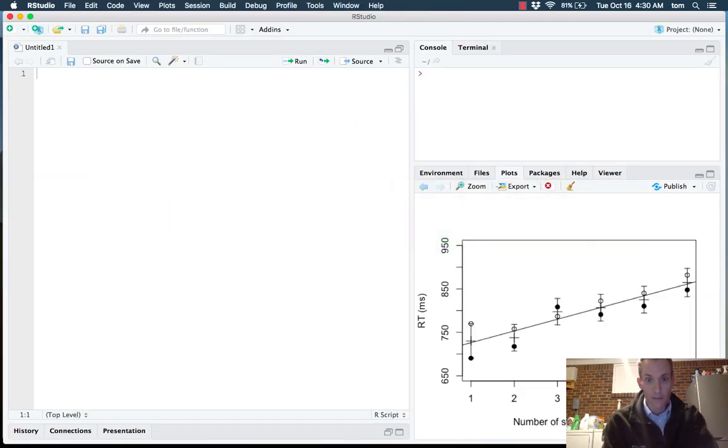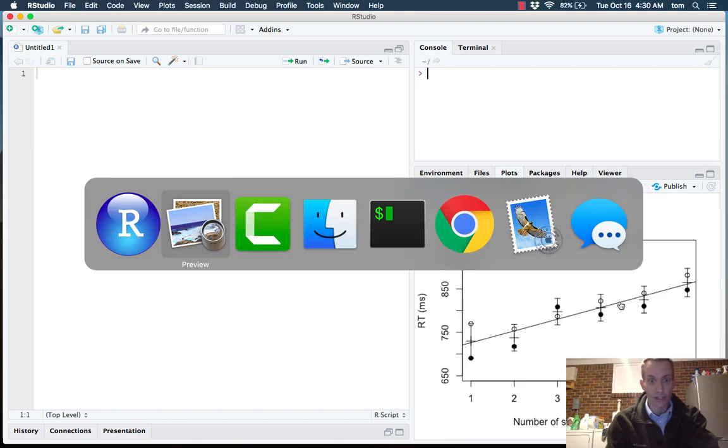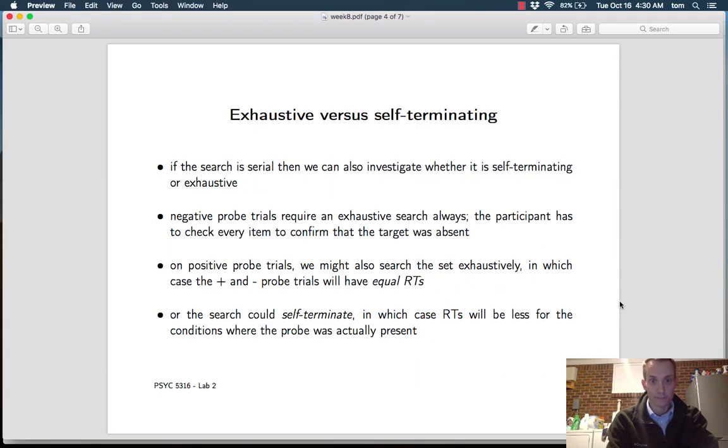Now again, based on what we have seen so far with our data, at least with the data that we presented in the last video, it looks like this is a serial search, because as you can see, there's this definite signature of the RTs increasing with set size. And so that seems to be a signature of serial processing. So if that search is serial, and by the way, this is exactly what Sternberg found, then we can further investigate 2 other questions. We can also investigate whether that serial search is self-terminating or exhaustive.